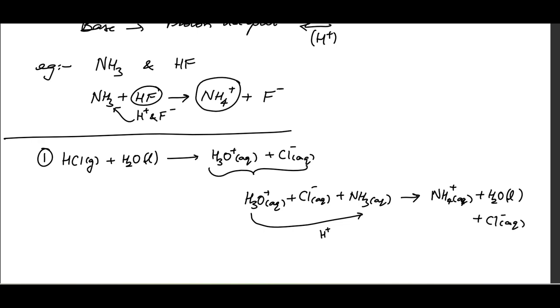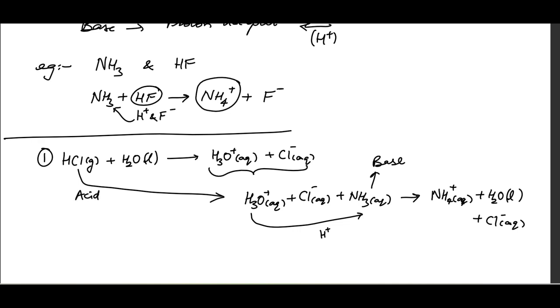So here we can consider ammonia as accepting a proton, therefore ammonia is a base, correct? And hydronium ion is donating the proton, therefore hydronium ion is an acid, but this hydronium ion has come from HCl. Therefore HCl is an acid.